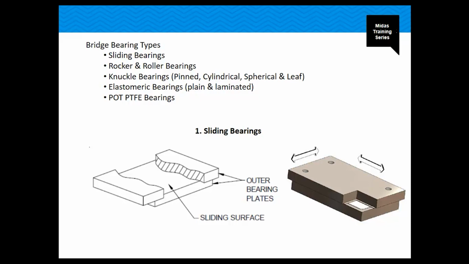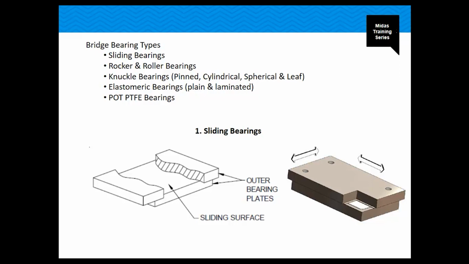The sliding bearing is basically a system of two plates, one sliding over the other. This is one of the simplest types of bearings, which is the one that I'm showing here, and they permit translation in the longitudinal and transverse directions. So unless specific restraint in any of these directions is provided, these are the different possibilities of motion or translation in this type of bearing.